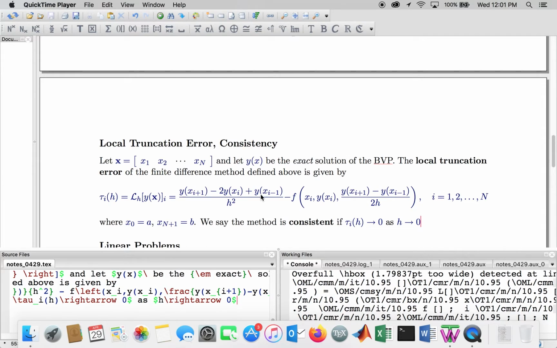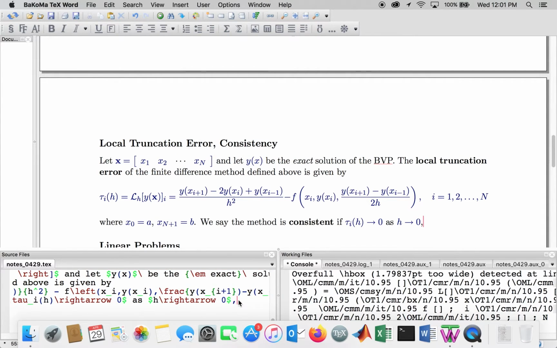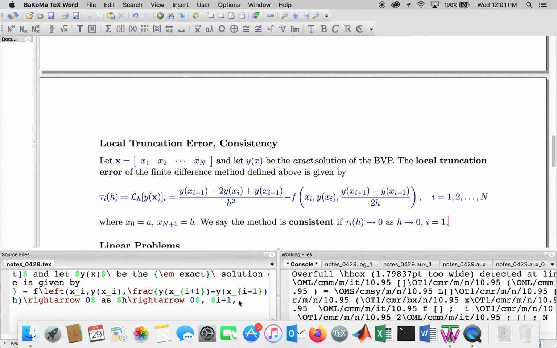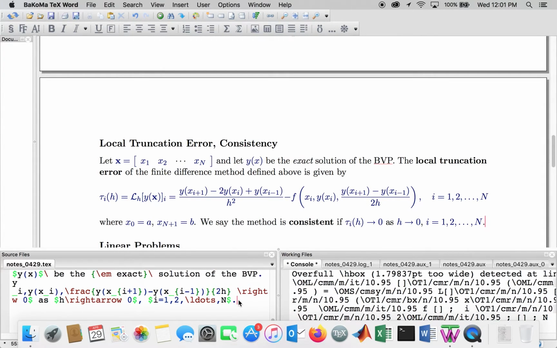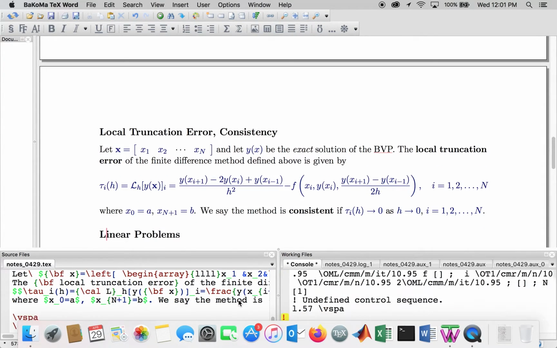All right, so this is the local truncation error for the above finite difference method. If the local truncation error goes to 0 as h goes to 0, then we say the method is consistent. And this has to be the case for i going from 1 to n. All right. Now I want to make this discussion a little more general.